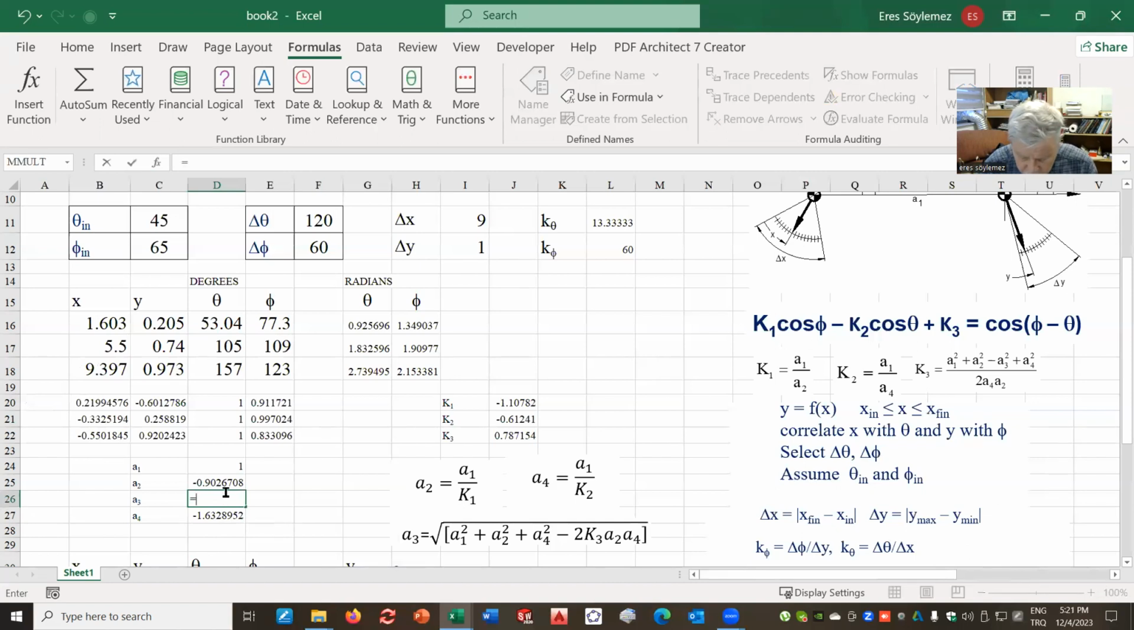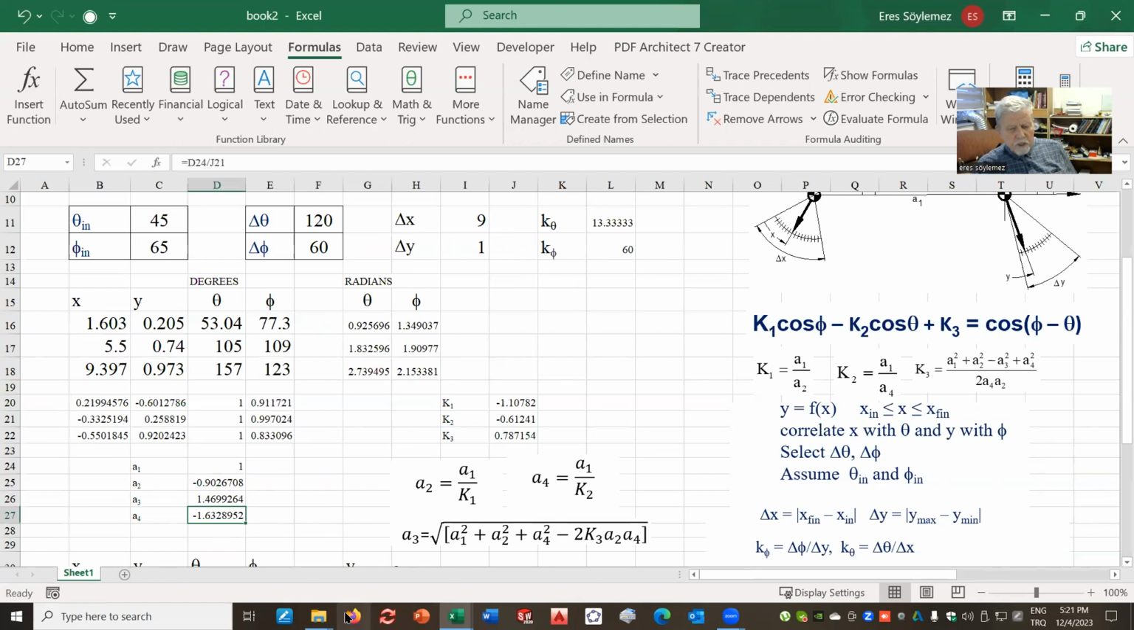A3 is equal to SQRT, square root, open up parentheses, 1 squared plus A2 squared plus A4 squared, I hope I can get it, minus 2 times K3 times A2 times A4, close the parentheses.